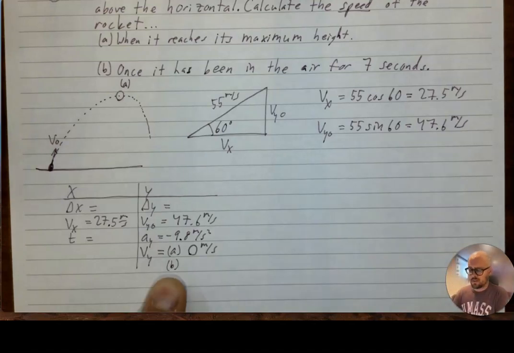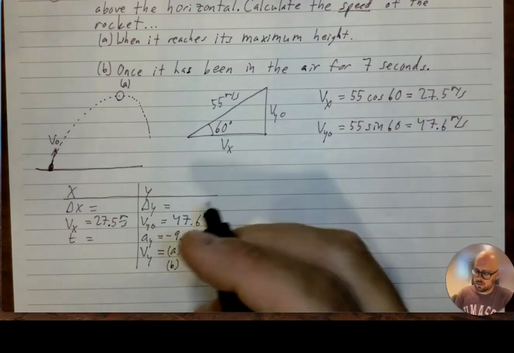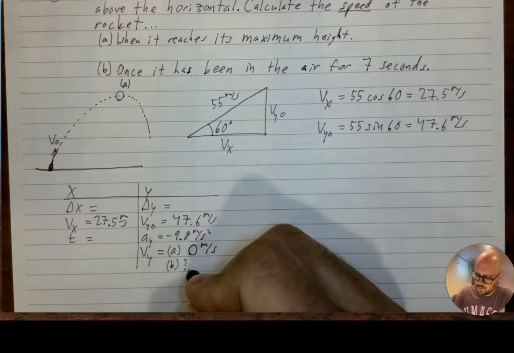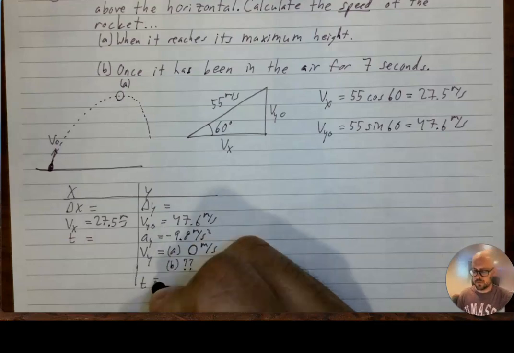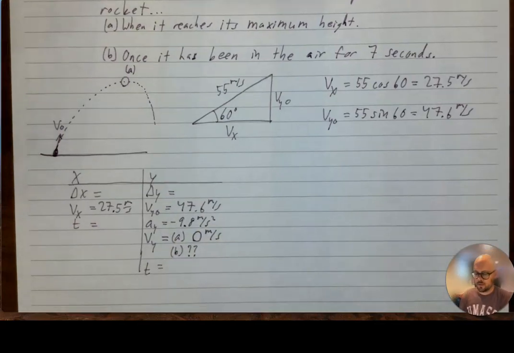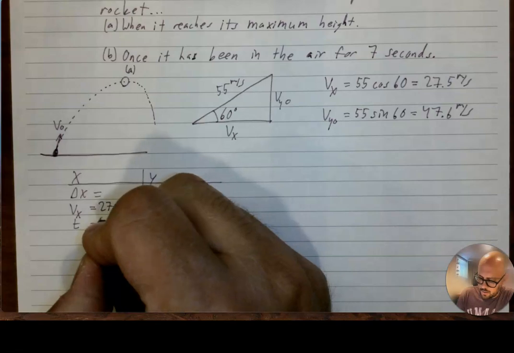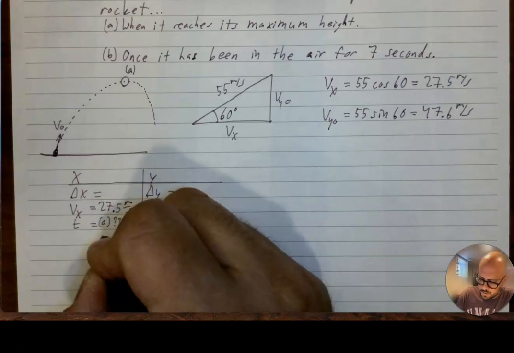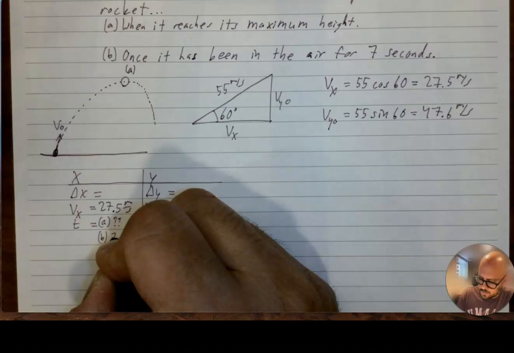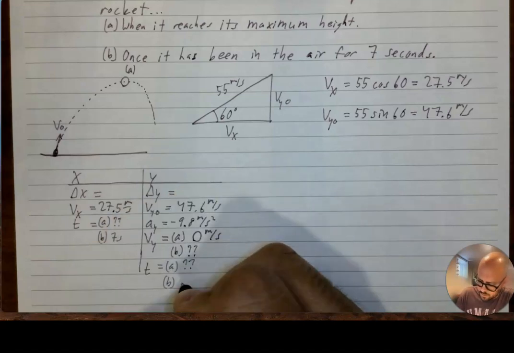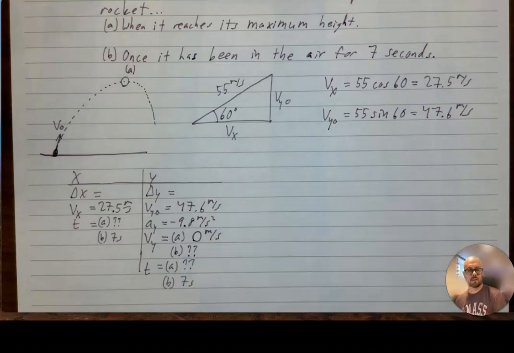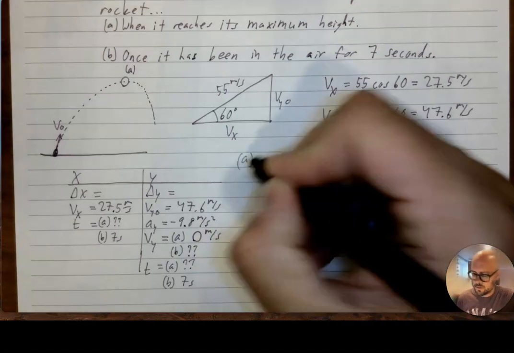Part B just says after 7 seconds, and so I don't know what that's going to be. And if I wanted to be thorough, I would do the same thing. For part A, I don't know the time, but for part B, it's 7 seconds. You don't have to do this, but I'm just trying to put everything in there. So part A and B, they end at different times, and so they have different values. So let's finish part A first.